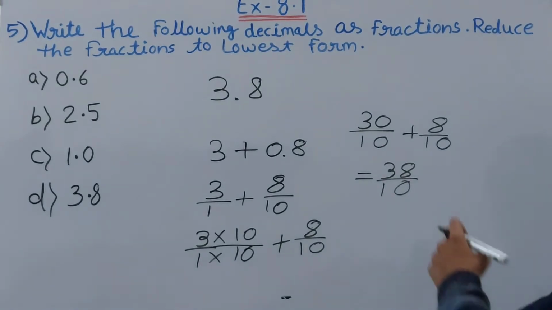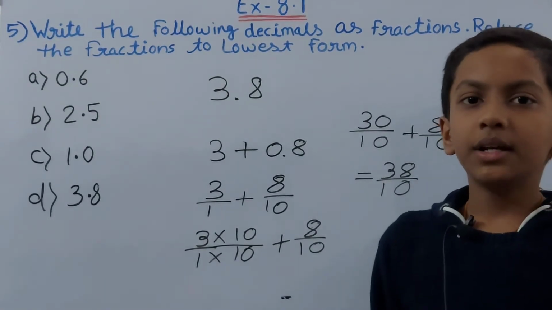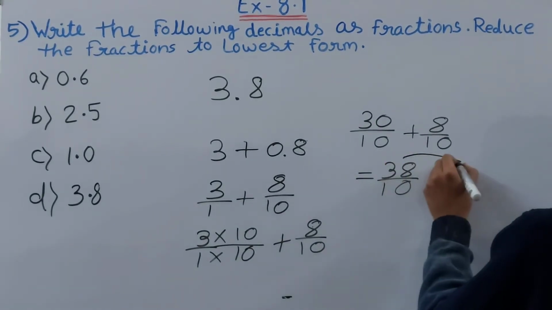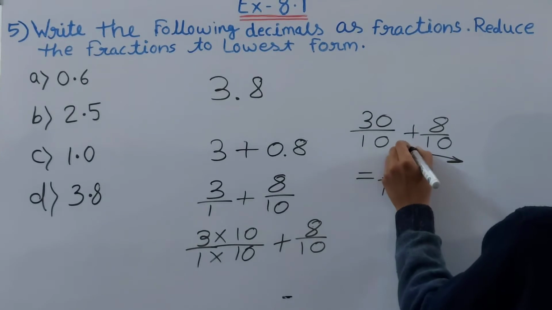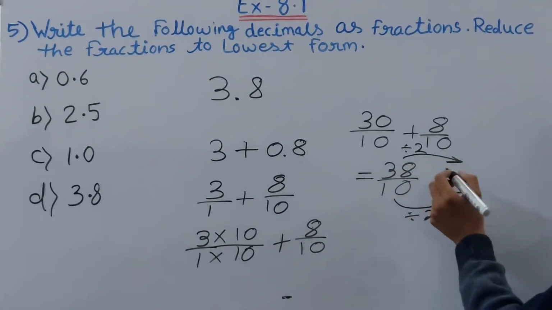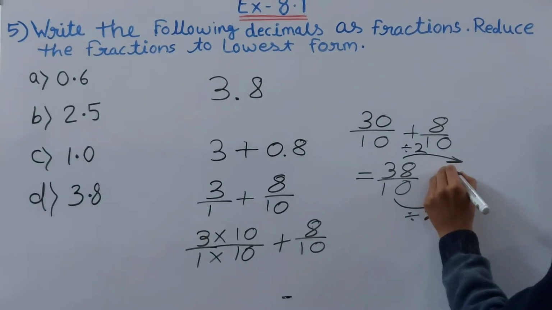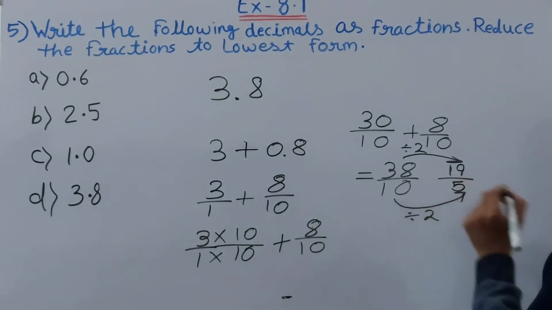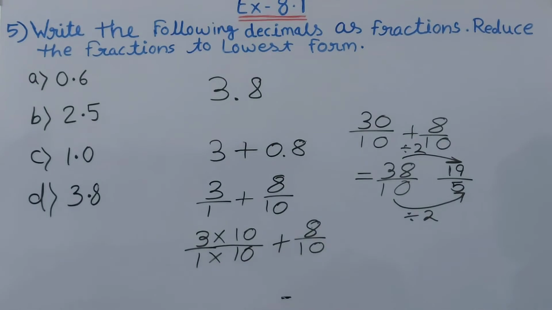So now let's simplify this 38 upon 10. Look for a common divisor here. Yes, it is 2. So we will take 2, which means 38 will be divided by 2, and 10 will also be divided by 2. So this 38, we take 3, 1 goes, carry. So this 8 becomes 18, and 18 goes 9 times. So this is 19, and 10 goes 5 times. So this becomes 19 upon 5.